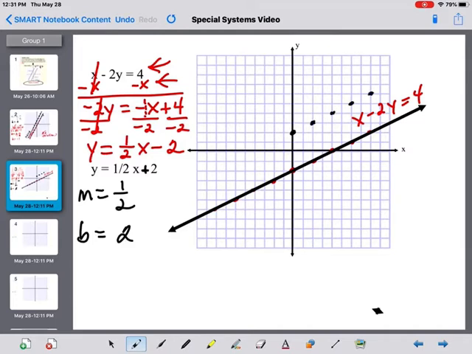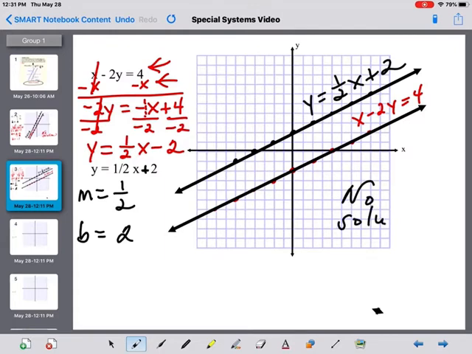So that's exactly what I did with the other line. If I go down 2 and to the left 2, you're going to find that these two lines are going to be parallel as well. So when I connect my points and extend my line, label it, I can see that I have no solution again because my two lines do not intersect.